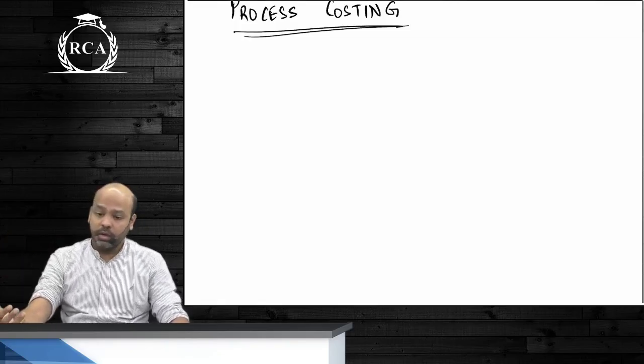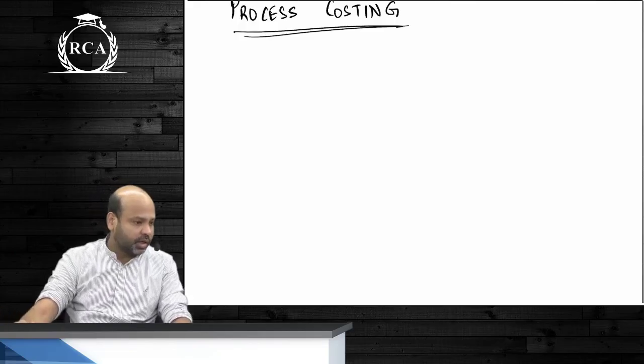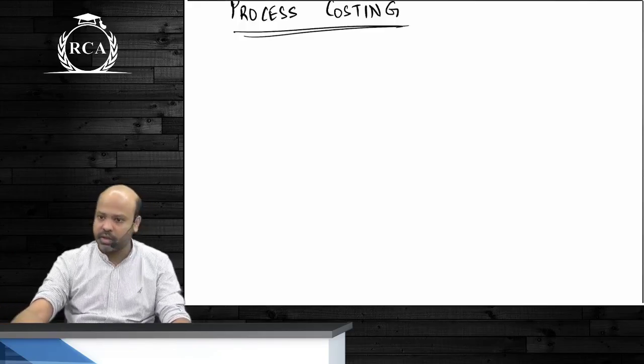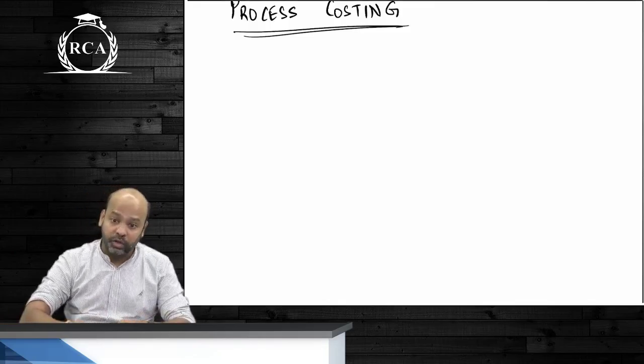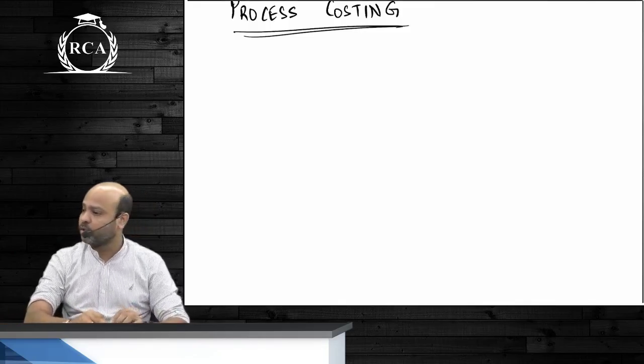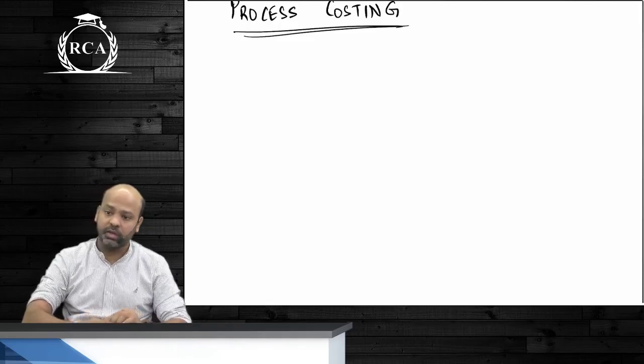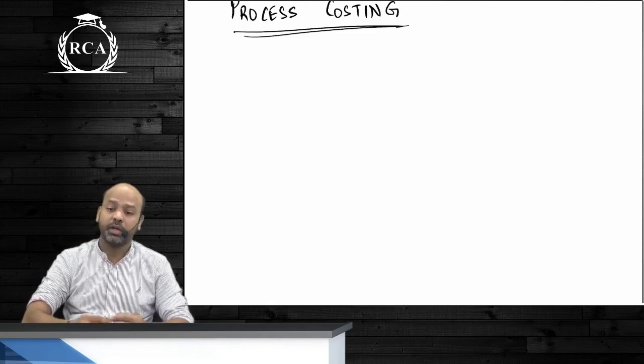So you talk about your FMCG products, guys, like biscuits or chocolates, they're also undertaken in batches. So we follow something called batch costing there. Then there is job costing, where work is undertaken on the basis of customization. Every customer wants something different. Shipbuilding, guys, is a classic example of job costing.